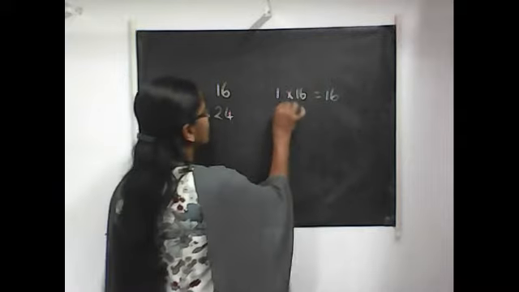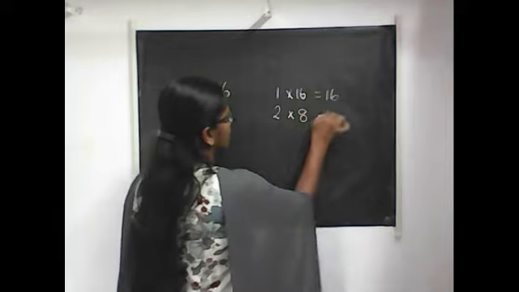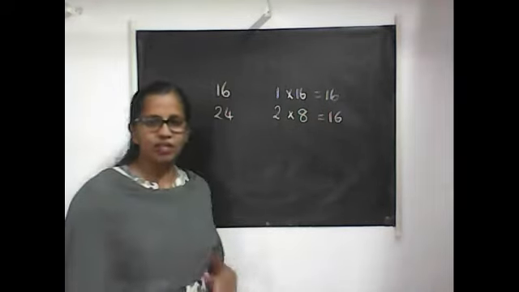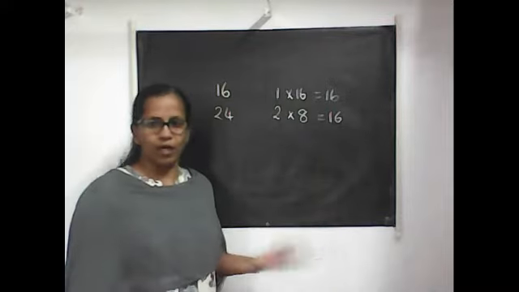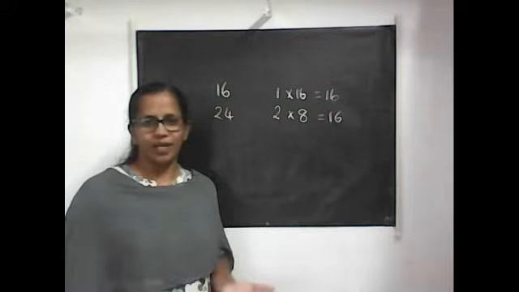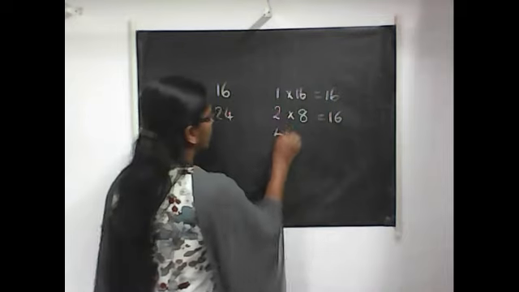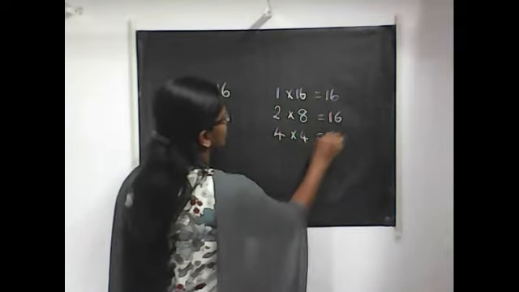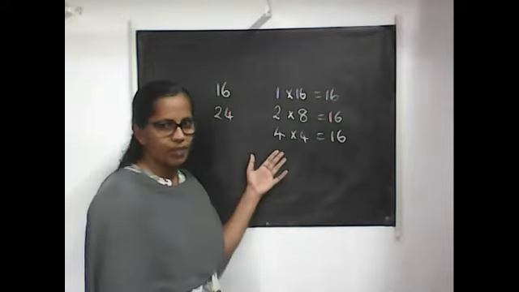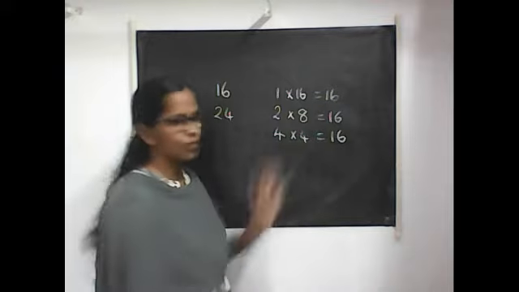Then let us try with 2. Say the table of 2. How many times? 8 twos are 16. Then in 3's table, whether 16 is there or not. We are sure that there is no 16 because it comes 15. So 16 won't be there. Okay, then 4's table. We know that 4 fours are 16. Then 5's table won't have it because in 5's table the numbers end with 5 and 0. So 16 won't be there.